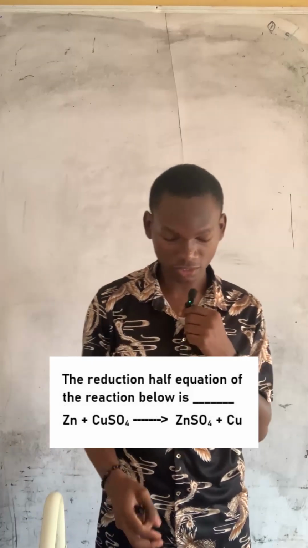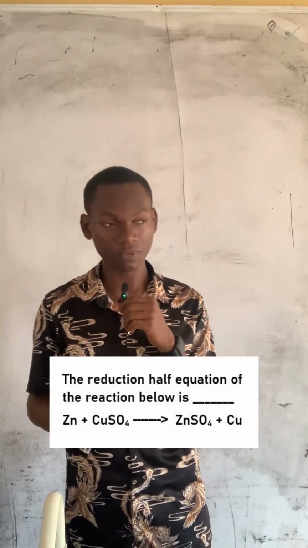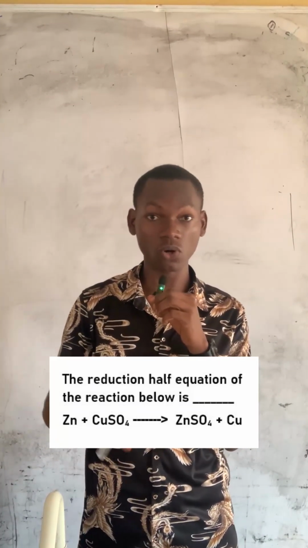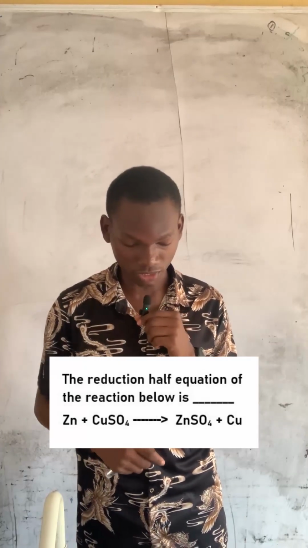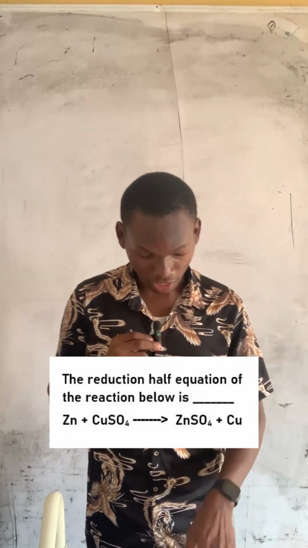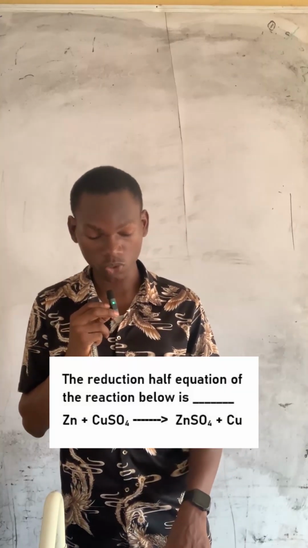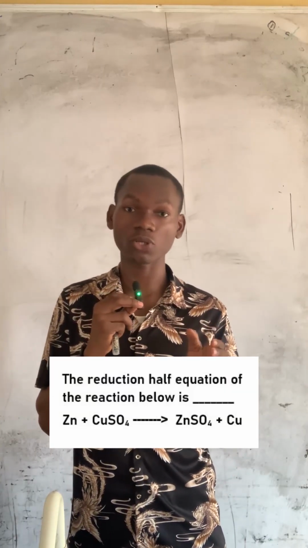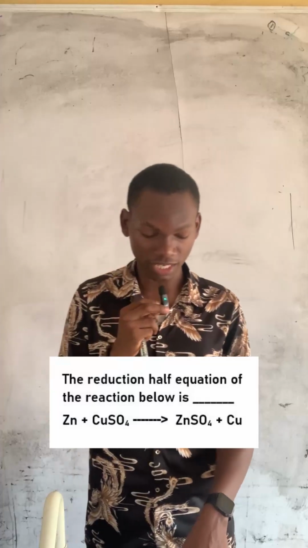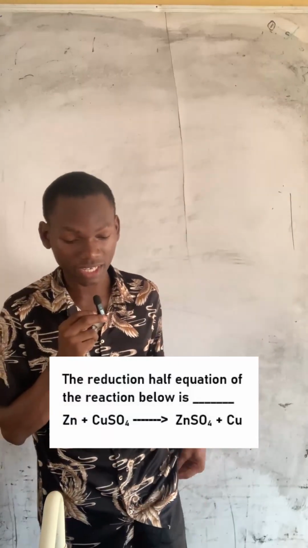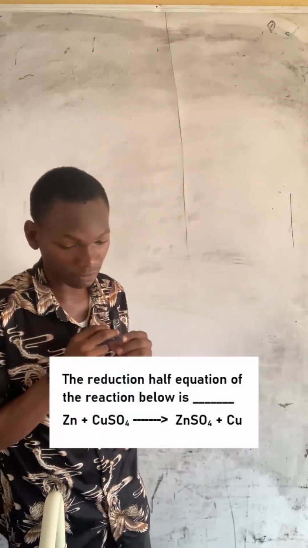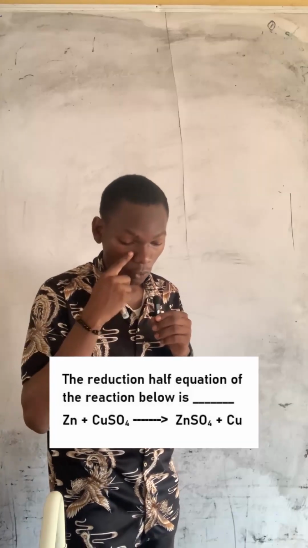This question is under redox, a topic in secondary school chemistry. What does the question read? The question says the reduction half equation of the equation below is dash. They ask us to write the reduction half equation of this reaction, and this question is from WAEC 2023 Chemistry objective.